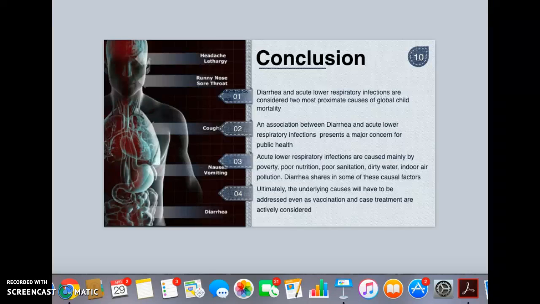In conclusion, some of the physical symptoms are, of course, headache, lethargy, runny nose, sore throat, cough, nausea, vomiting, diarrhea. Diarrhea and acute lower respiratory infections are considered the two most proximate causes of global child mortality. An association between diarrhea and acute lower respiratory infections presents a major concern for public health. Acute lower respiratory infections are caused mainly by poverty, poor nutrition, poor sanitation, dirty water, and indoor pollution. Diarrhea shares in some of these causal factors. Ultimately, the underlying causes will have to be addressed, even as vaccination and treatment are actively considered. So, despite vaccination, the physical effects still need to be treated.